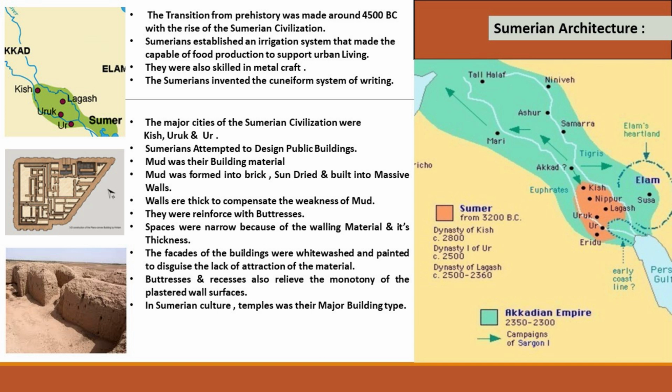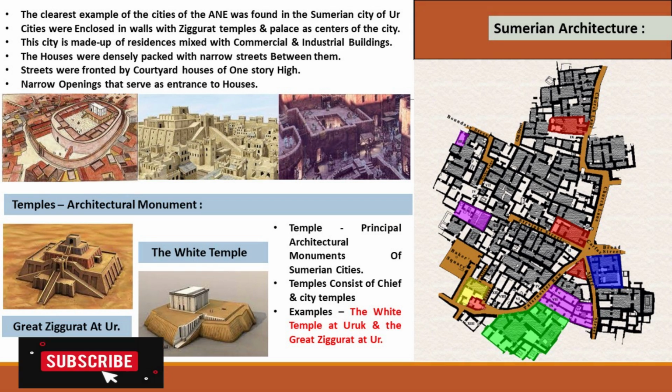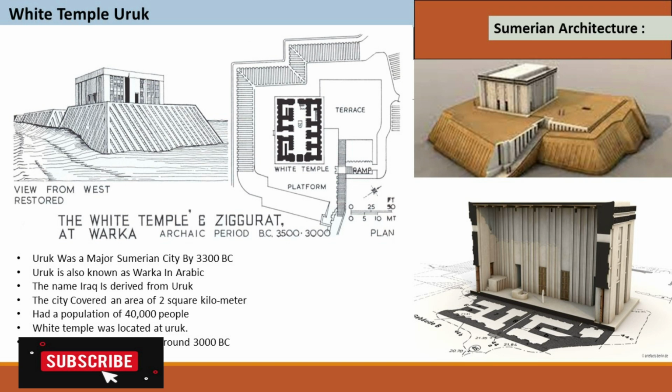In Sumerian culture, temples were the major building type. So now, as we all know, temples were the major architectural monument in Sumerian culture. These are the two very important buildings in Sumerian architecture: the White Temple and the Great Ziggurat at Ur. The temple was the principal architectural monument, and the temple consists of chief and city temples. Now coming on to the White Temple of Ur. As we all know, temples played the most important role in Sumerian architecture.